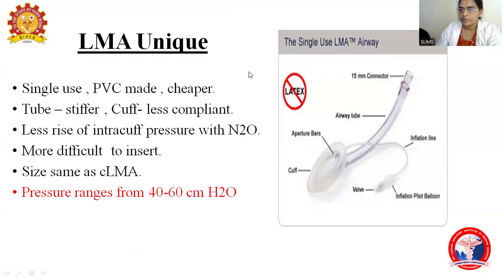Now this is the LMA unit. It is also almost the same, but it is latex free. It is designed for single use, made up of polyvinyl chloride, and it is cheaper. This tube is stiffer, cuffless compliant, with less rise of intracuff pressure with nitrous oxide. More difficult to insert. Sizes are the same as the classic LMA, and the pressure also ranges from 40 to 60 centimeters of water.